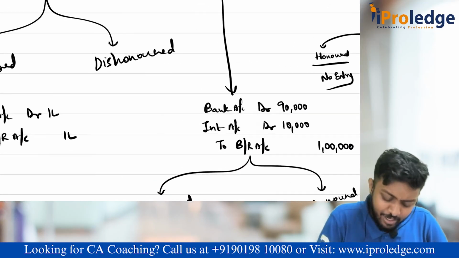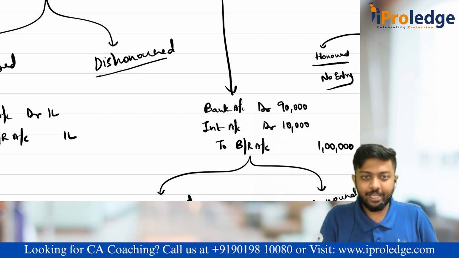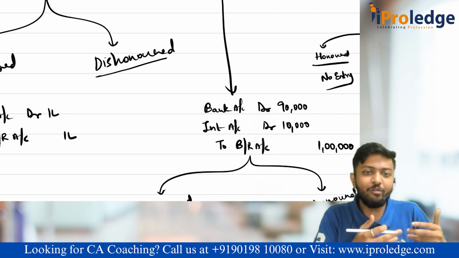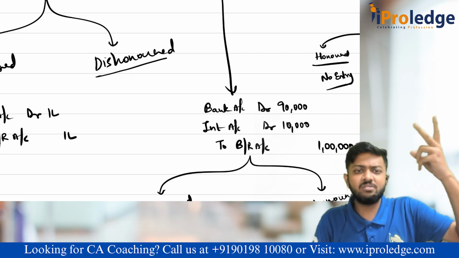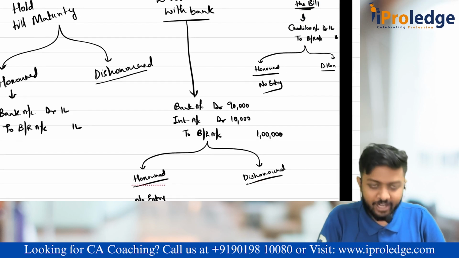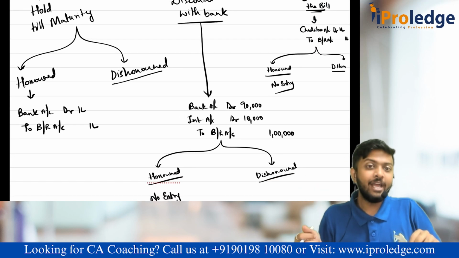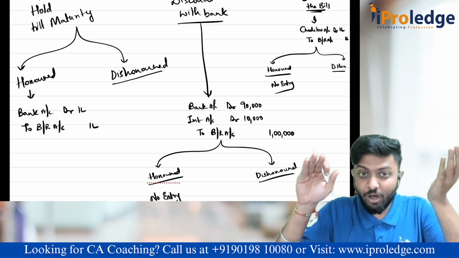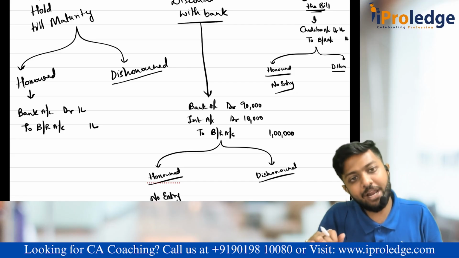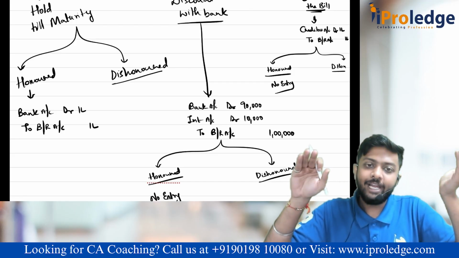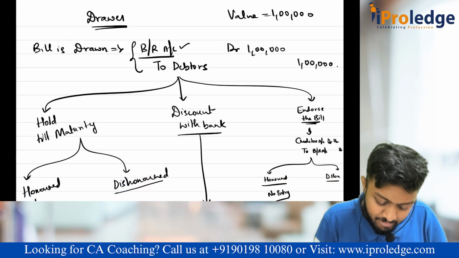Guys, whenever you hear this word dishonor, it means it's as good as nothing existed. I've done all this, and suddenly this guy dishonored the bill. So whatever I've done till now is wasted accounting. So whatever you have passed till now, reverse everything. Whenever you drew the bill, your bills receivable had increased and your debtors decreased. Now since dishonor happens, the opposite will happen. Your debtor balance will increase again, bills receivable will decrease. So this entry that you had passed, I am reversing.